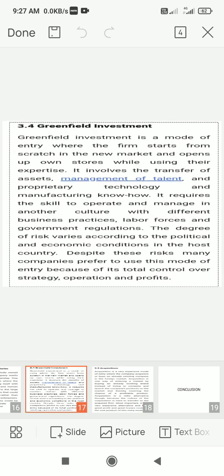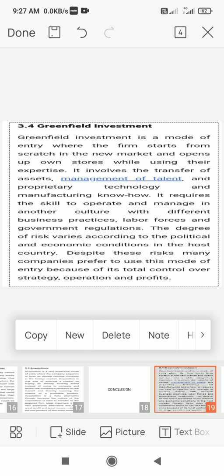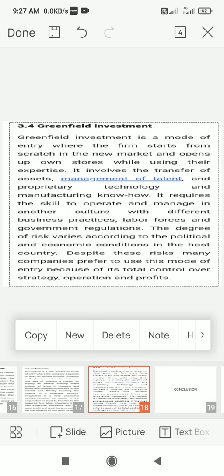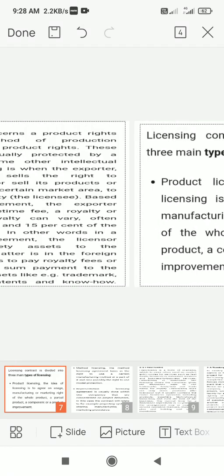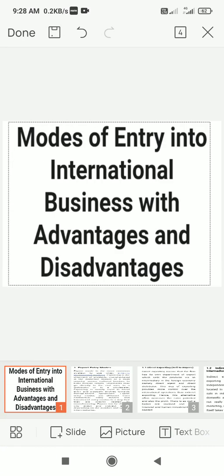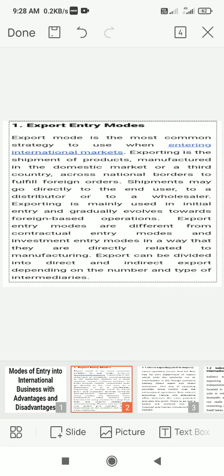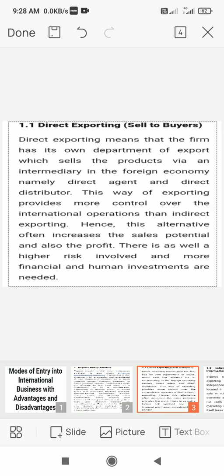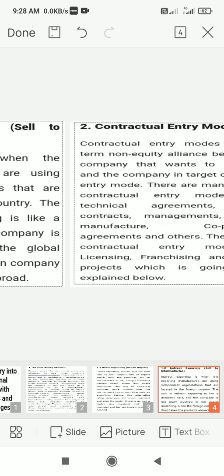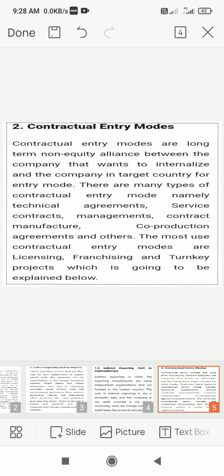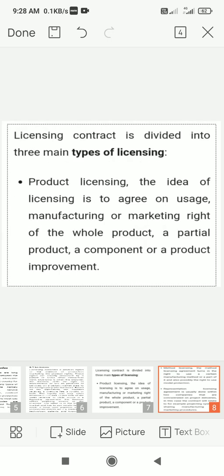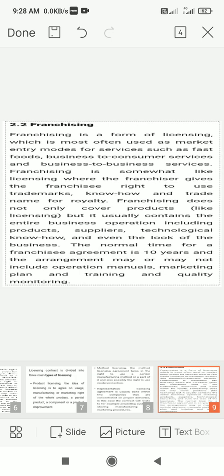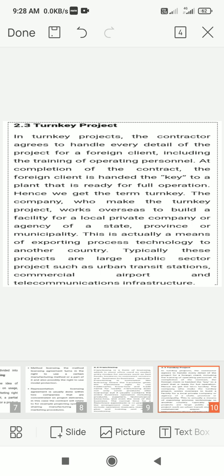Okay, so again I am repeating from the beginning because this is a very long topic. So the first one is called export. By exporting you can enter a business. Export is divided into direct export and indirect export. Number 2 is called contractual entry modes. Contractual entry modes include licensing, again 3 types. After that franchising. The third one is called turnkey project.